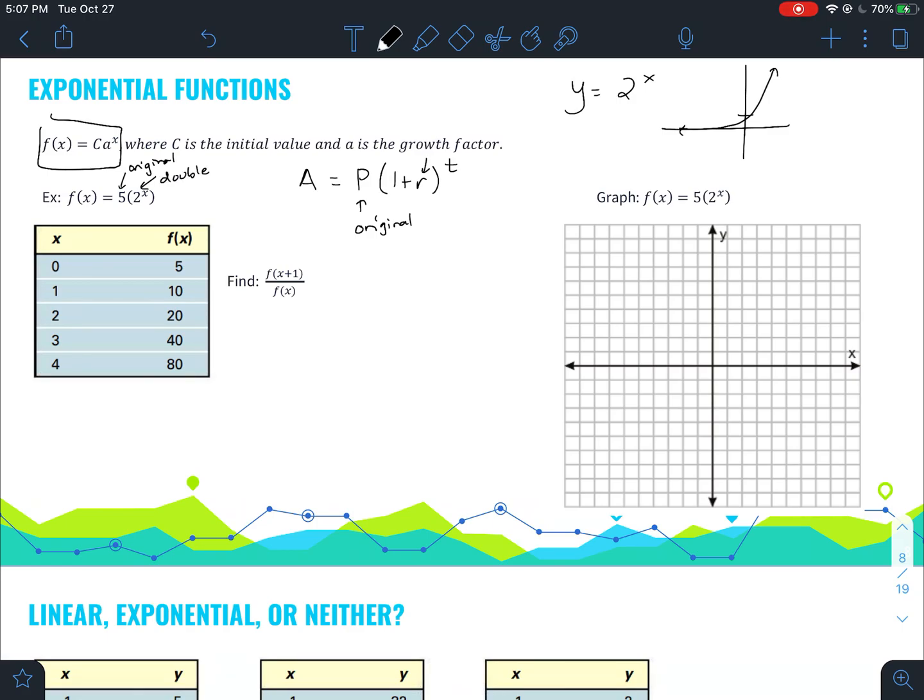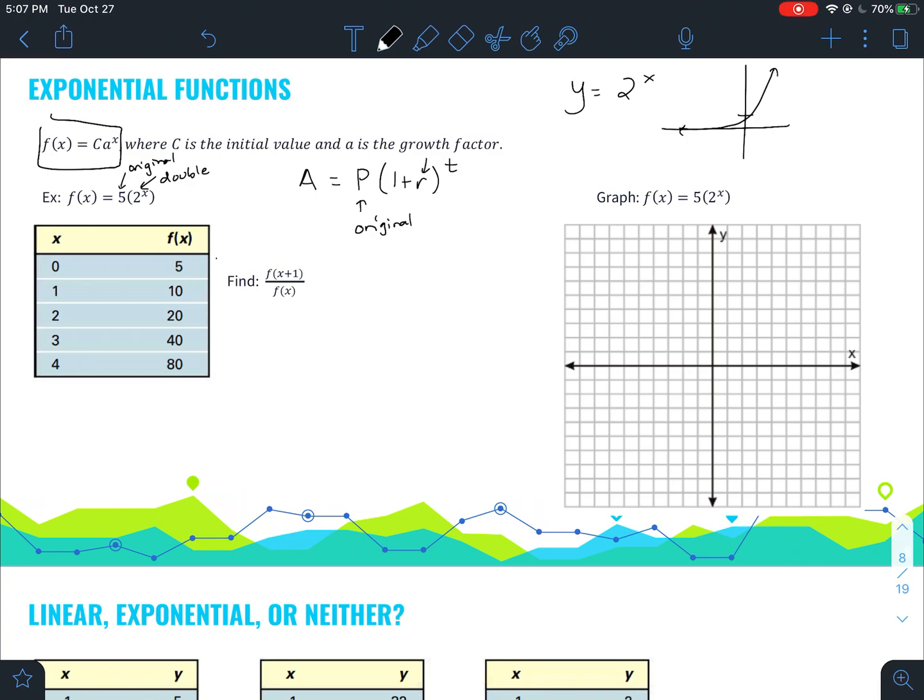So if I plug in 0 for x, this is my original amount, I would produce a value of 5. If I plug in 1 for x, 2 to the first is 2 times 5 is 10. If I plug in 2 for x, 2 to the second is 4 times 5 is 20. If I plug in 3 for x, 2 to the third is 8 times 5 is 40, and so on and so forth. How can you tell by looking at the table if an expression will be exponential?